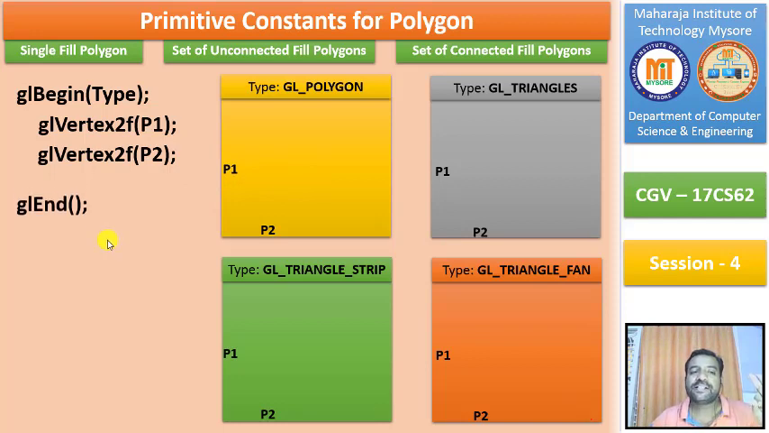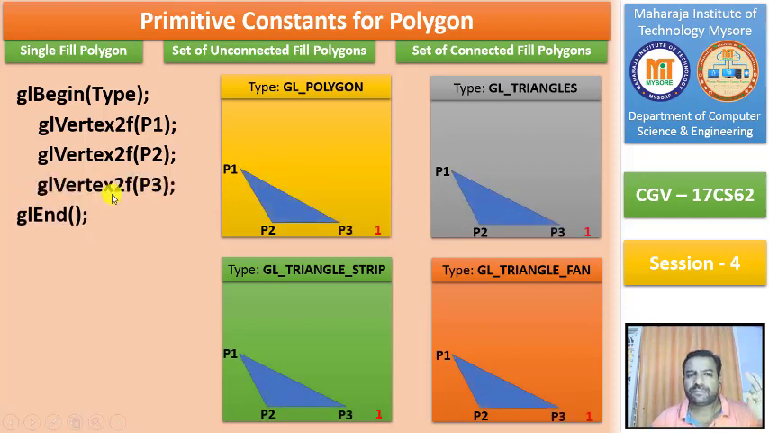Now when there are 3 vertices, you can see I am going to have a triangle here: P1 to P2, P2 to P3, P3 to P1. The same thing here. When I have GL_TRIANGLES, again I have P1 to P2, P3, P1. Again the same. Hence I am going to have only one part over here, just a polygon. In this case, when I pass 3 vertices, all 3 constants are similar. They work in a similar way.